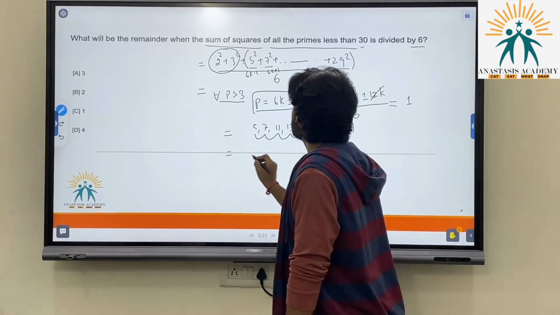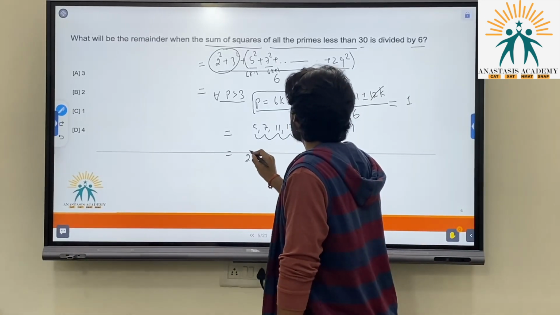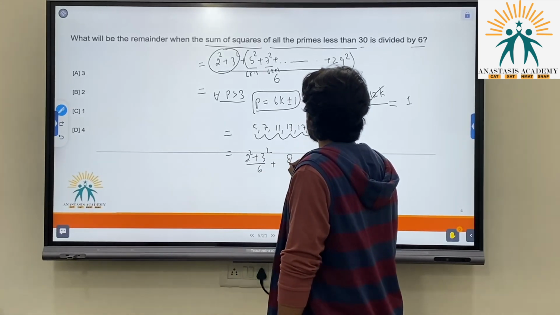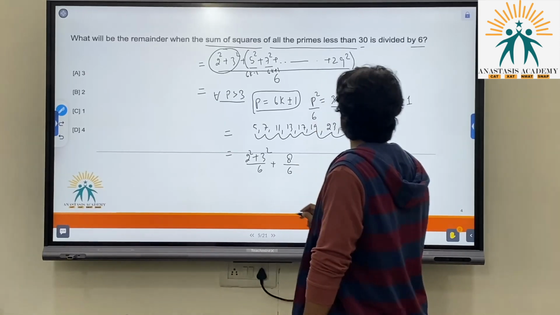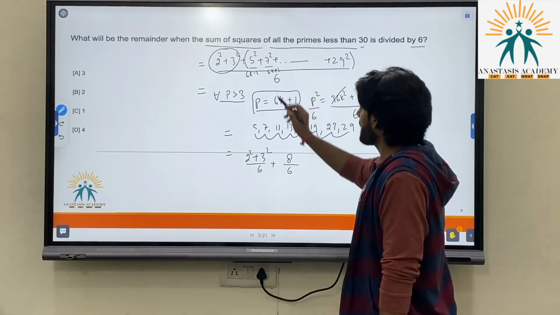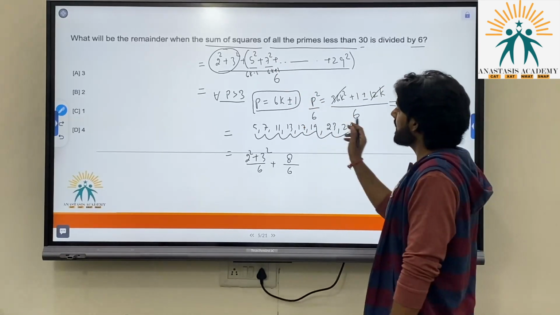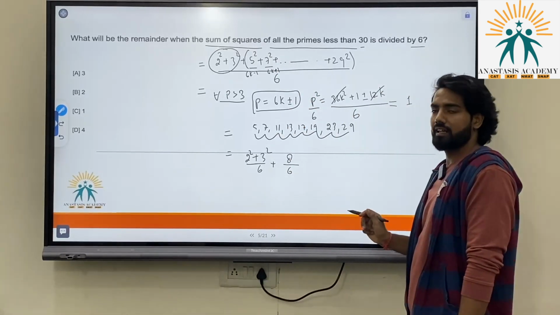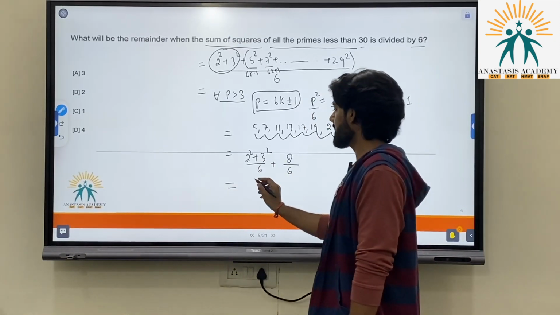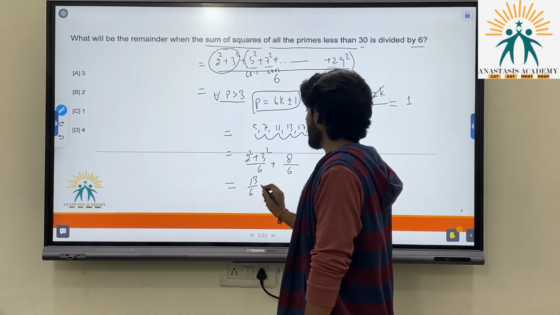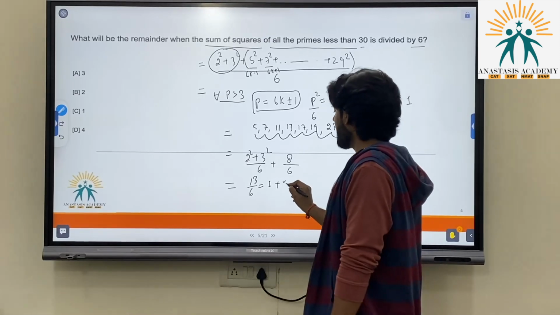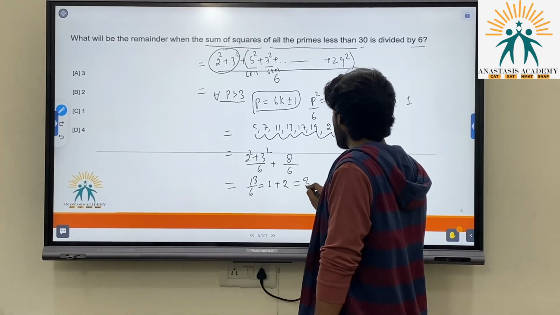So what is the remainder when all these are divided by 6? It will be 8 divided by 6, because when I divide 5 square by 6, 7 square by 6, I get remainder 1, and adding all these 8 times, I get 8. Now 2 square plus 3 square is 4 plus 9, 13. 13 divided by 6 gives remainder 1, and 8 divided by 6 gives remainder 2. The sum of remainders is 3.